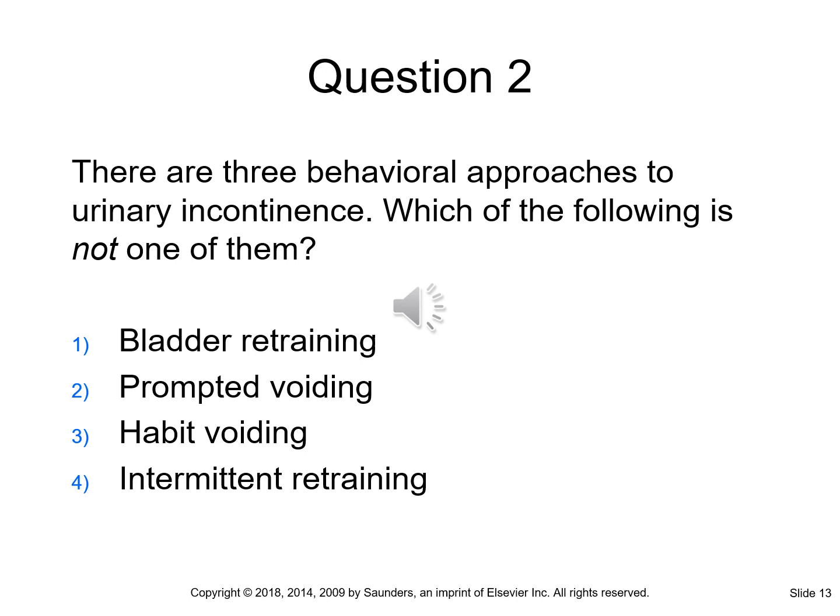Okay, question 2. There are 3 behavioral approaches to urinary incontinence. Which of the following is not one of them? And so this answer is going to be 4. There is no intermittent retraining when you're using behavioral approaches for urinary incontinence. And so the 3 approaches that you will use are the bladder retraining, the prompted voiding, and the habit voiding.